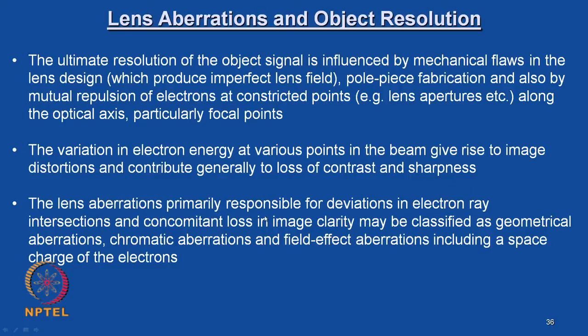The lens aberrations primarily responsible for deviations in electron ray intersections and concomitant loss in image clarity may be classified as geometrical aberrations, chromatic aberrations, and field effect aberrations, including a space charge of the electrons. We will see one by one, and the space charge of electrons we did not discuss in the light optical system. We will see in this system how it is affecting the resolution.